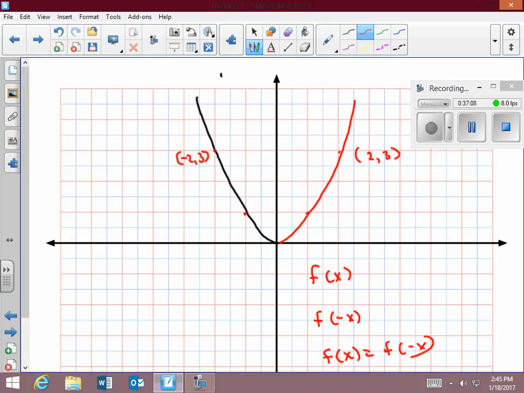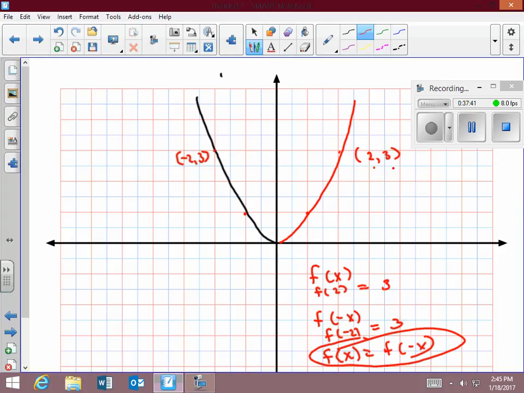Notice that f of 2 is equal to what? 3. That's f of 2, isn't it? What's f of minus 2? 3. Is f of x equal f of minus x? Yes. It's symmetric to the y-axis.